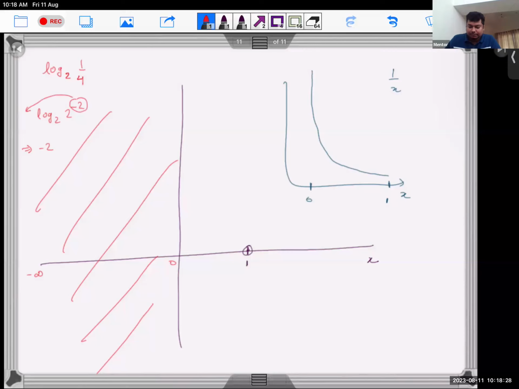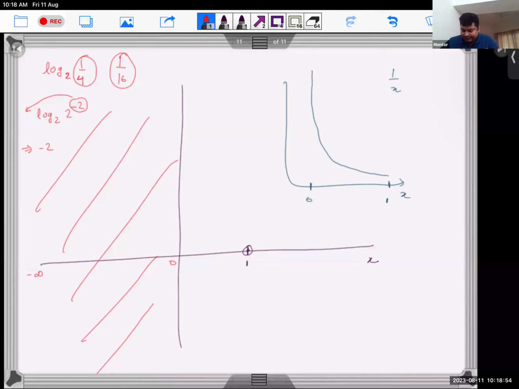I will make it smaller and smaller. Let's say I make it 1 by 16. What is the output now? Log 2 of 1 by 16? Minus 4. If I make it smaller and smaller, do you see that it is going towards minus infinity? Let's make it 1 by 32, 1 by 64, 1 by 128, and so on. This is just to demonstrate. As a number converges to 0, you are going towards the value minus infinity.